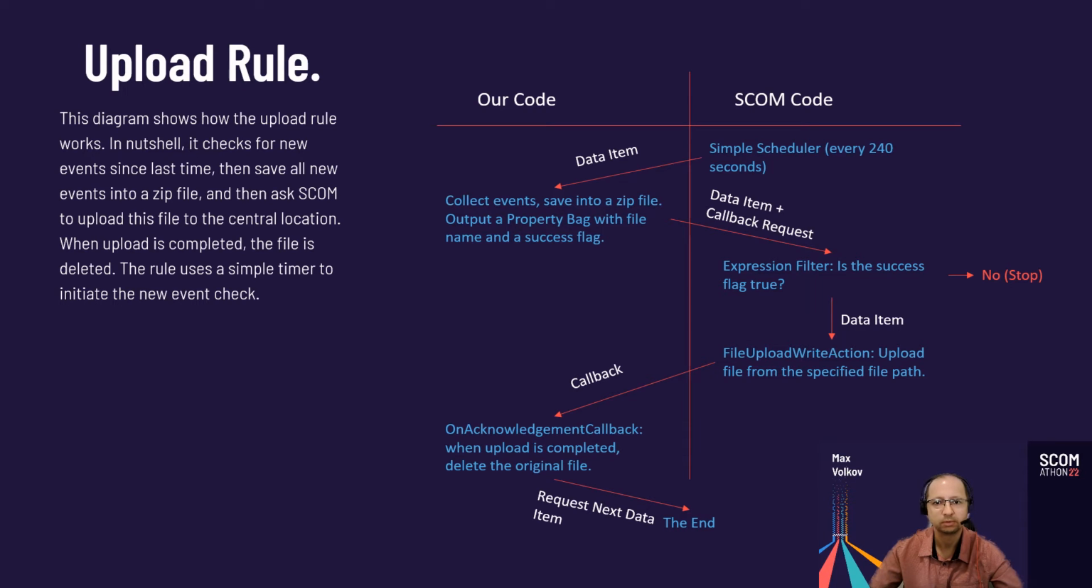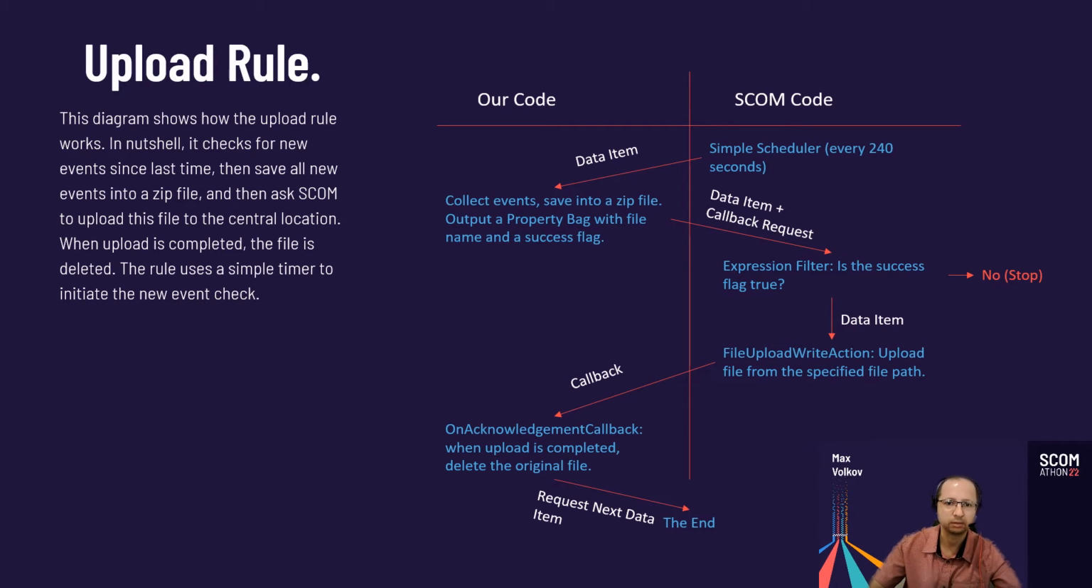Then we have standard expression filter, which evaluates if log collection was successful. It will stop if not, but if it's successful, then it simply allows the data item to pass through, and the data item will be sent into file upload write action. And the file upload write action will take the full path of the file we created and will start uploading it. When upload is completed, it will send a callback, which will land again in our code. And it will be using onAcknowledgement callback method.